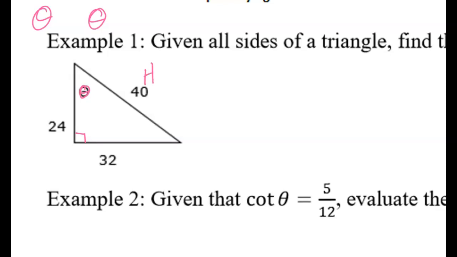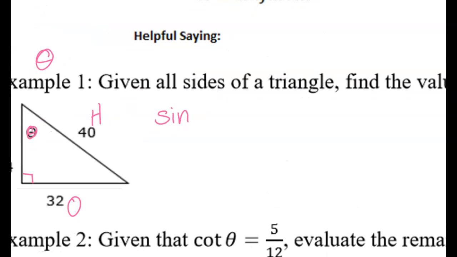What about O? Which one would we put an O on? Yeah, opposite from theta. Opposite from theta is 32. What about A, adjacent? Yeah, it's the only one left. Adjacent is the one right next to the angle. So now that we've labeled these with O, A and H, it's going to be very simple to find the trig functions.